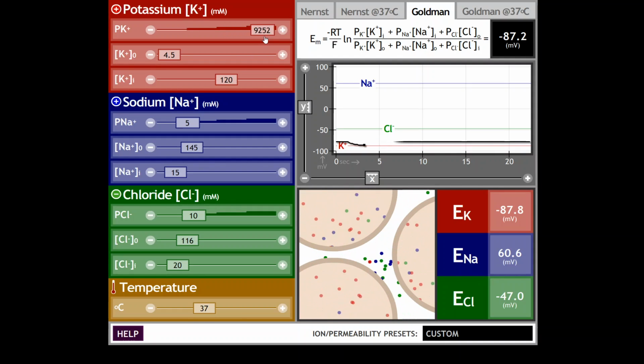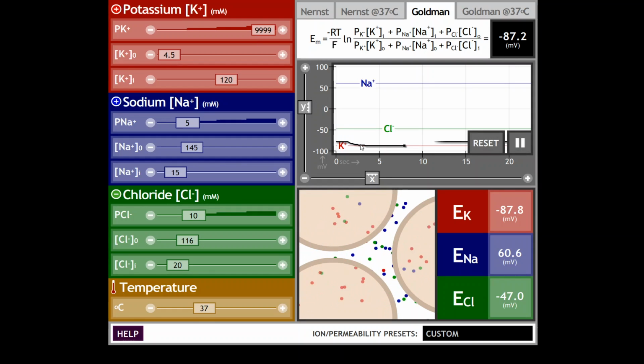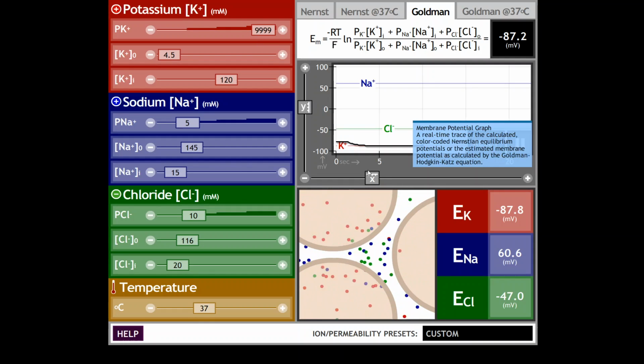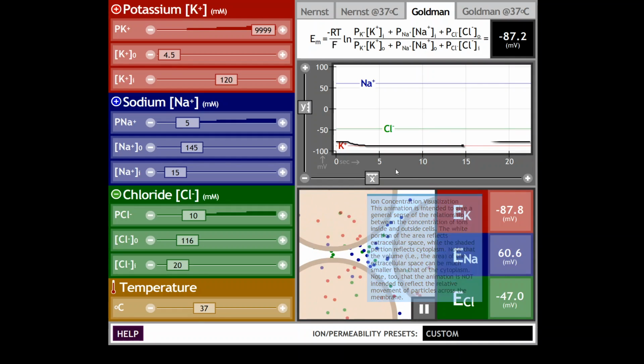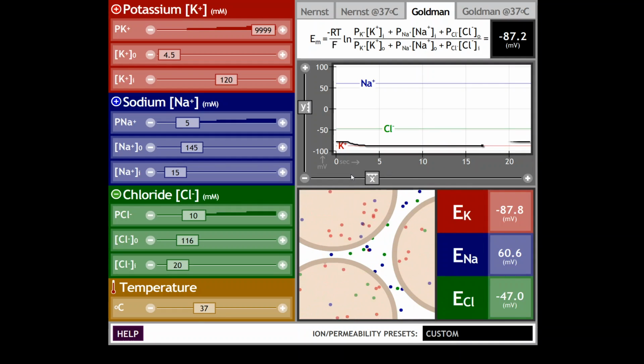And what you see is that as you crank this number as high as it'll go, the membrane potential simply becomes equal to the equilibrium potential of potassium. And again, that is the definition of equilibrium potential. It's what the membrane potential would be if the membrane is only permeable to that ion.